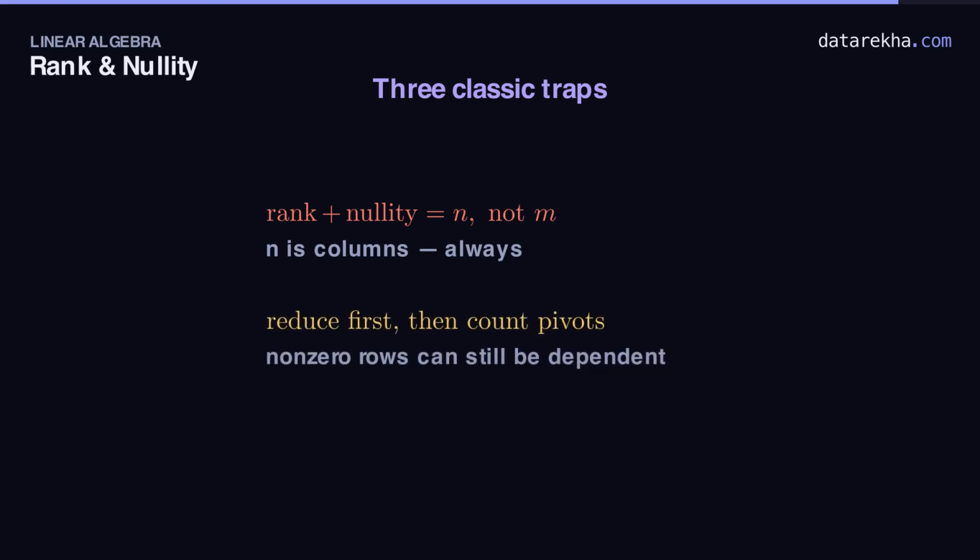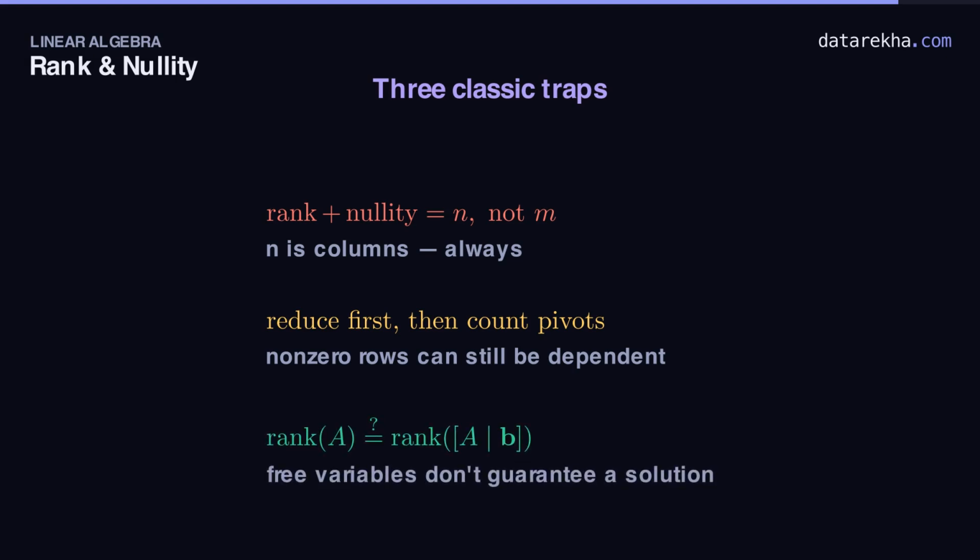Trap 2. Counting the non-zero rows of the original matrix. Those rows can secretly depend on each other, like our doubled row. Reduce to echelon form first, then count the pivots. And trap 3. Assuming free variables mean a solution exists. They don't. You must also check the augmented matrix. If reducing it creates a contradiction, the system is inconsistent, no matter how many free variables you have.